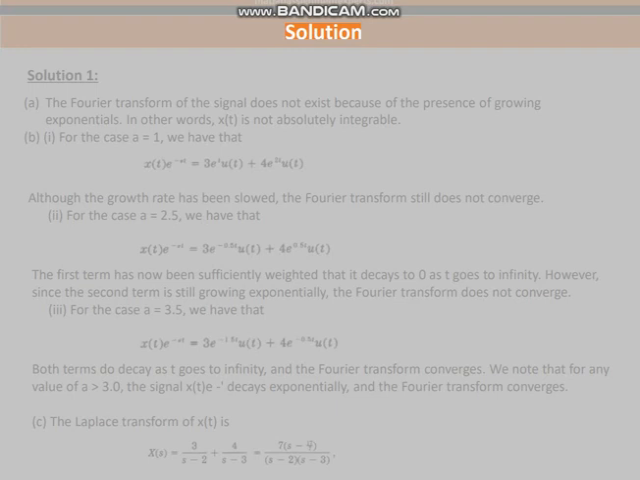Solution. Solution 1. A. The Fourier transform of the signal does not exist because of the presence of growing exponentials. In other words, x(t) is not absolutely integrable. B. 1. For the case a equals 1, although the growth rate has been slowed, the Fourier transform still does not converge.